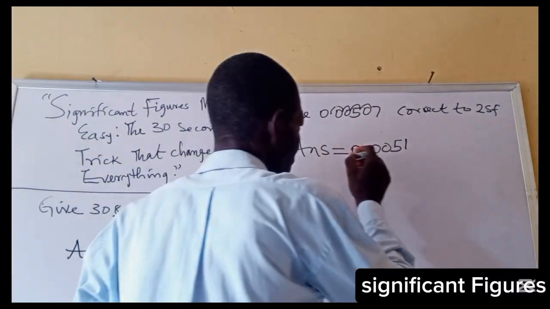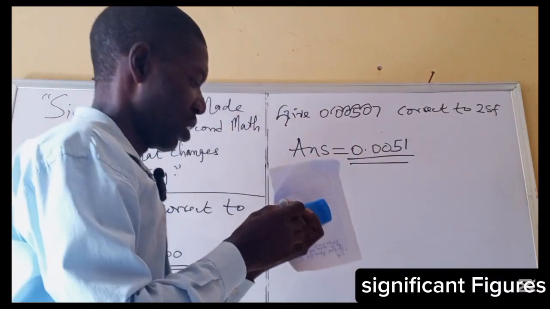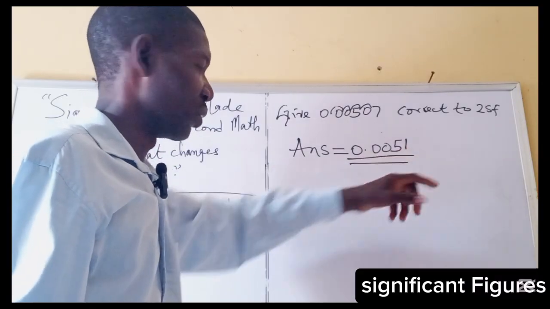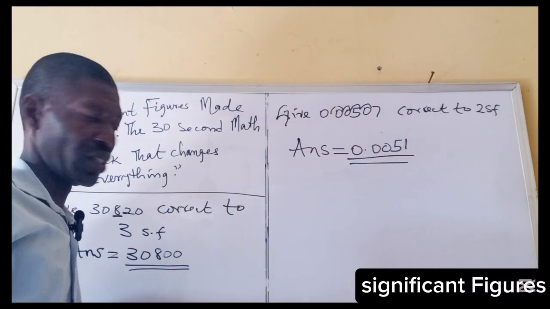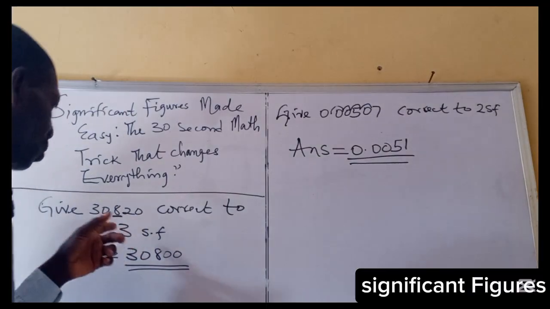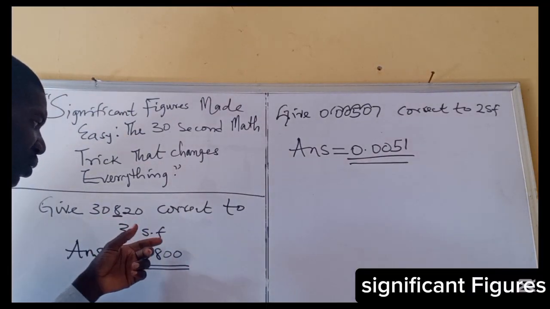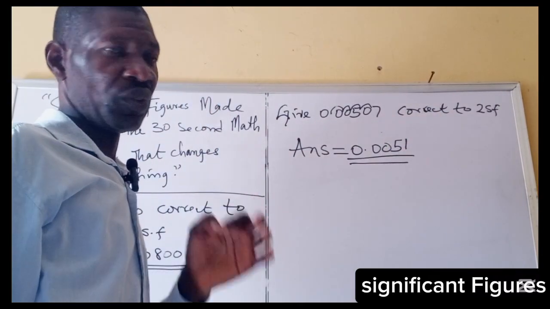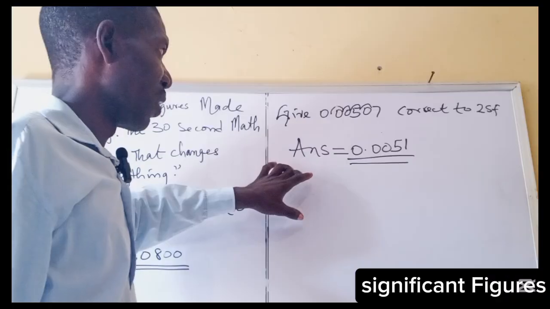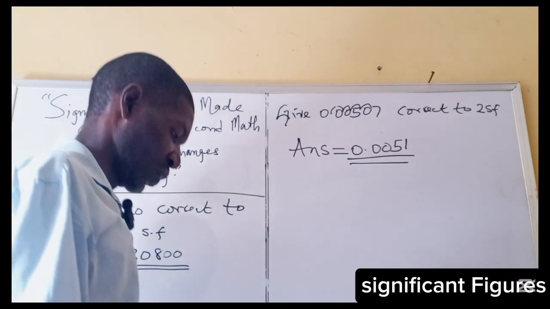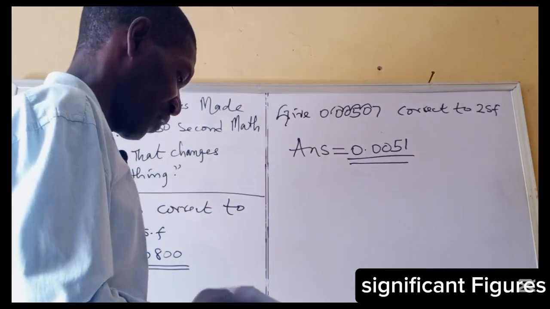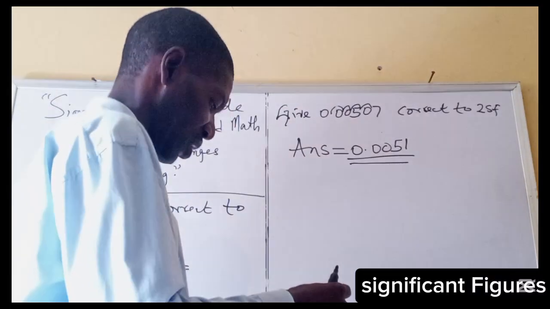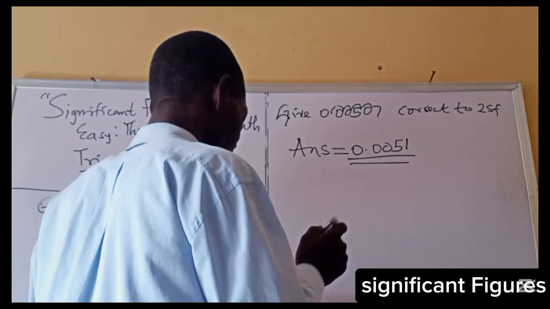So this is approximate to 2 significant figure. Hope you are getting it. I've explained how to correct a number to 3 significant figure. I've also explained how to correct a number to 2 significant figure. So we are going to look at how to correct a number to 1 significant figure. Look at this example again, so that you know how to correct a number to 1 significant figure.